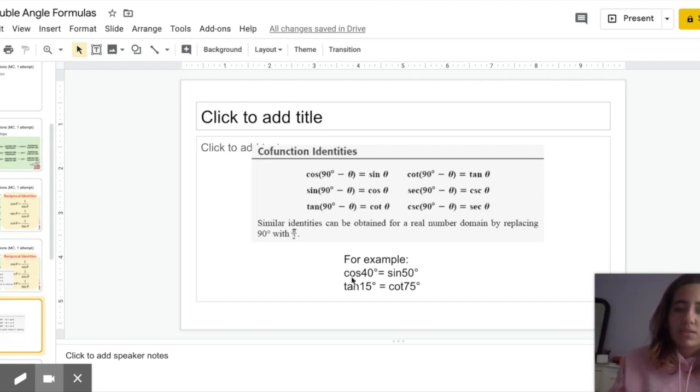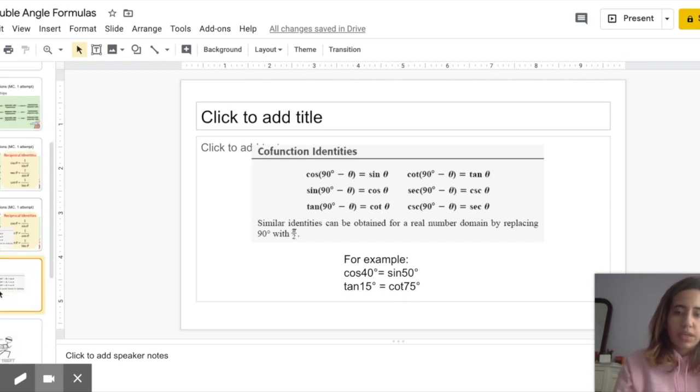So think about it this way. Cosine of 40 degrees will be equal to sine of 50 degrees. Or tangent of 15 degrees will be equal to the cofunction, cotangent, of the complementary value, 75 degrees. That's all you're doing. On all of these problems, you're actually not using any particular numbers, so it's all conceptual multiple choice questions. That is all we're doing with relationships of trig functions.